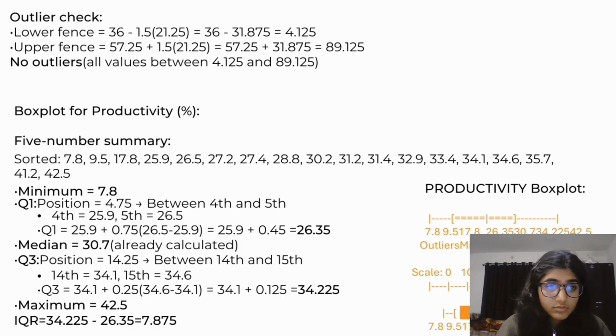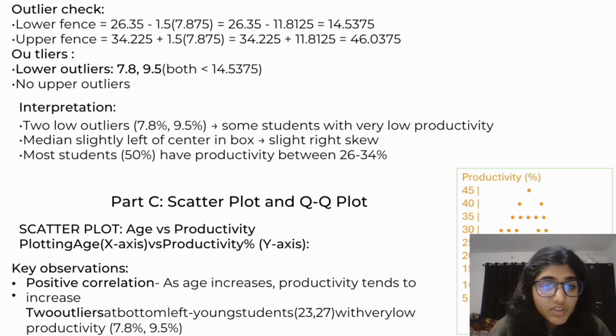Now we will check for the outliers here also, the lower fence and upper fence. So we get the lower outliers are 7.8 and 9.5, and both are less than 14.5375. So these are the outliers, lower outliers, and here we have no upper outliers.